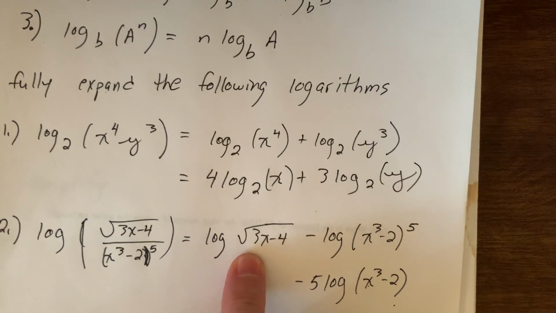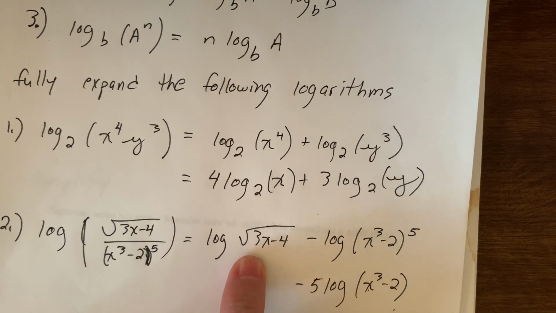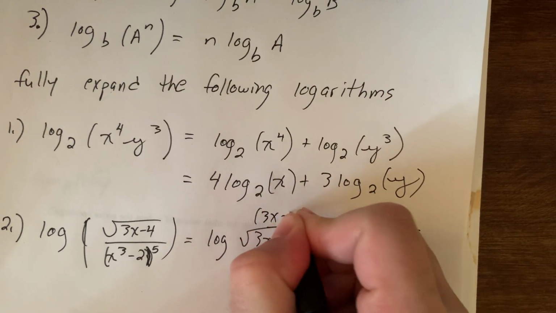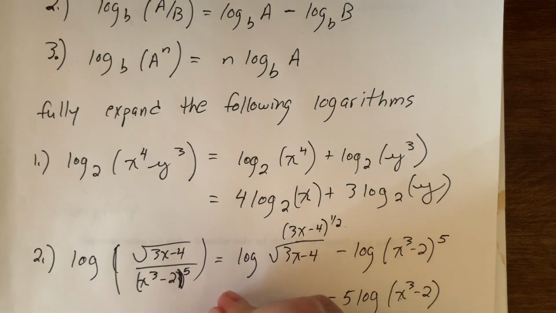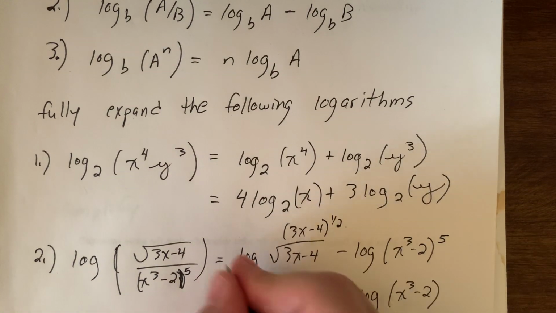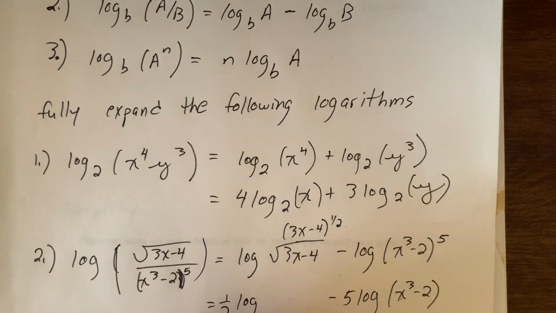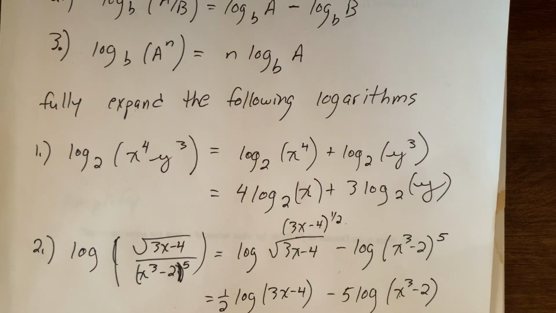Come back to this one for a moment. It's tempted to think that we're done, but now we have to remember radicals are exponents. The square root of 3x minus 4 is 3x minus 4 to the 1/2 power. So that 1/2 out in front, that was the exponent. It was on everything, so out in front, the 3x minus 4 left behind.